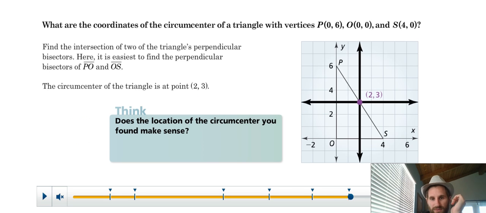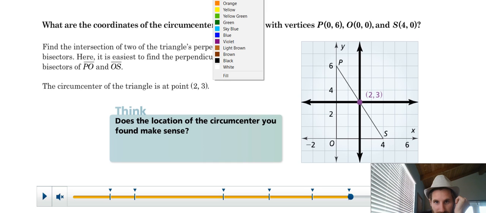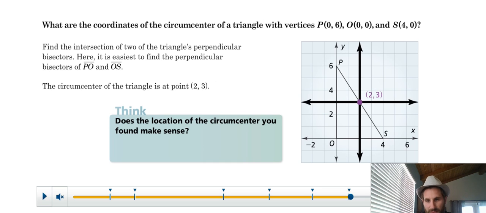And does the location of the circumcenter you found make sense? Does this seem like it would make sense? I believe so, yes. If we actually were able to draw a circle around this thing right here, let's see, ooh, I have a circle tool, don't I? Oh, this is going to be cool. Ooh, ellipse. I wonder if I can make that into a circle. Yes, I can.